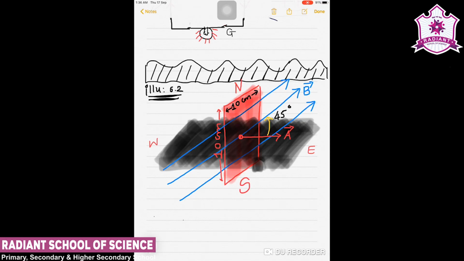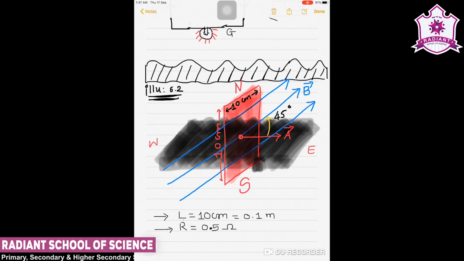So here the length of the loop is 10 centimeter, which can be written as 0.1 meter, and it has resistance R equal to 0.5 ohm. In the figure above, a red color square loop is given, which is of length 0.1 meter and a resistance of 0.5 ohm.